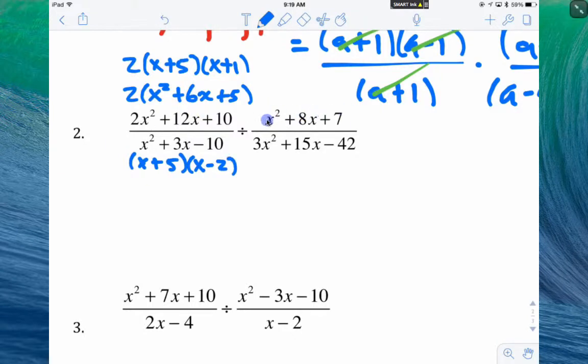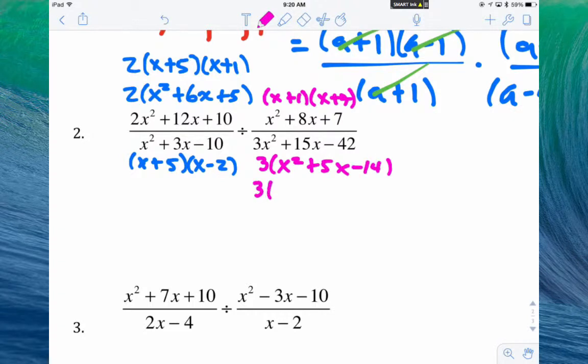This numerator right here, I'm going to do in hot pink just so we can keep everything clear. Looks like it factors as (x plus 1) times (x plus 7). And this denominator right here looks like it's got a common factor of 3 times the quantity of x squared plus 5x minus 14, which factors as 3 times (x plus 7)(x minus 2). I'll be honest, it's a lot of work that goes into every single one of these problems, so I'm just trying to manage expectations here.